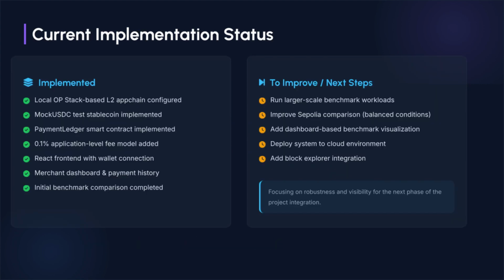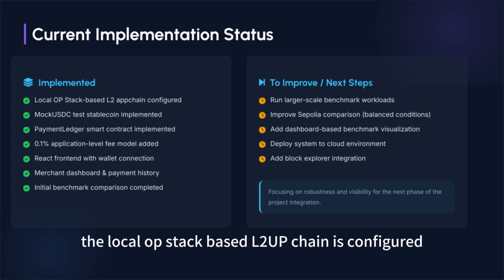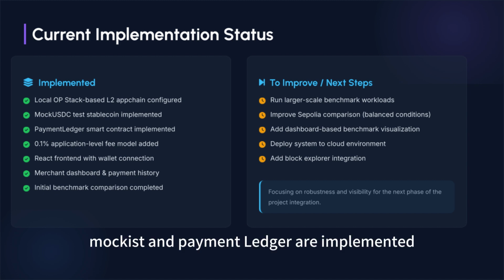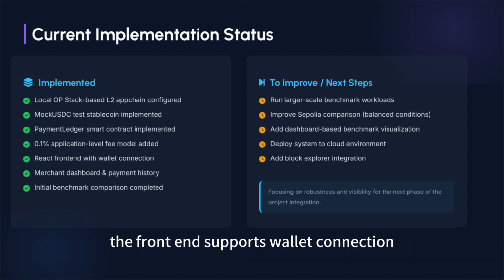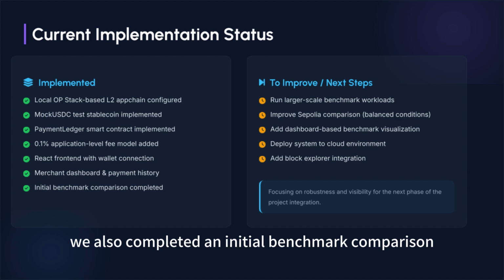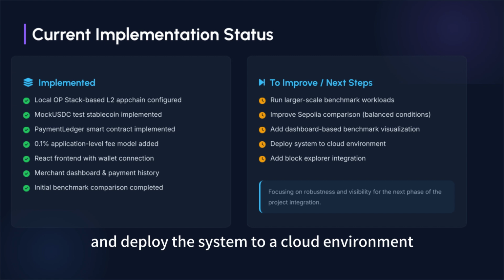At the current stage, we have implemented the core MVP of the project. The local OpStack-based L2 upchain is configured. MockUSD and PaymentLedger are implemented. The front end supports wallet connection, the payment form, merchant dashboard, and payment history. We also completed an initial benchmark comparison. For future improvements, we plan to run larger-scale workloads, improve the Sepolia comparison under more balanced network conditions, add benchmark visualization, and deploy the system to a cloud environment.